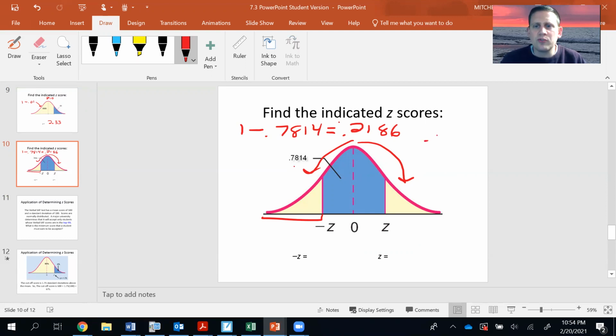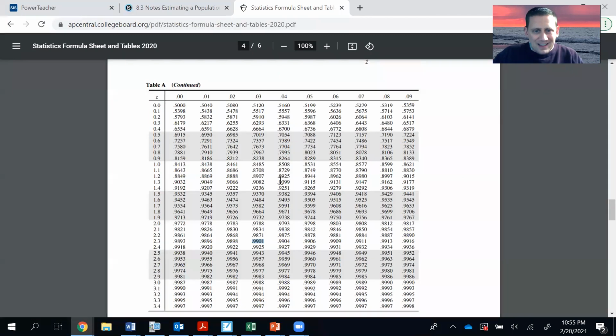So I need to take this 0.2186 and I'm going to need to divide that by 2. Okay. So what is 0.2186 divided by 2? So when I do that, I get 0.1093. Okay. Take this divided by 2. So you get this probability. Well, now I need to look that up in my table. So 0.1093. So I come to my table. I'm looking in the table to find 0.1093.